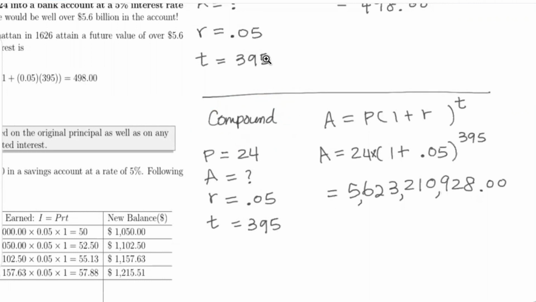In this account, you only get interest once a year. At the end of December 31st, you get interest of 5%. At the end of December 31st the next year, you get 5% interest on both the principal and the interest.